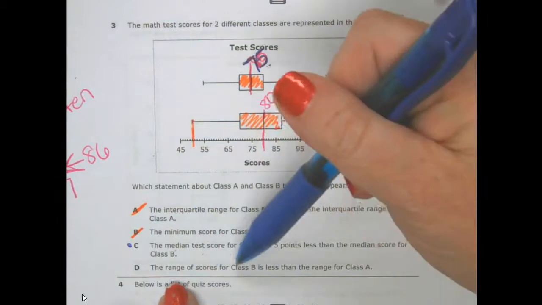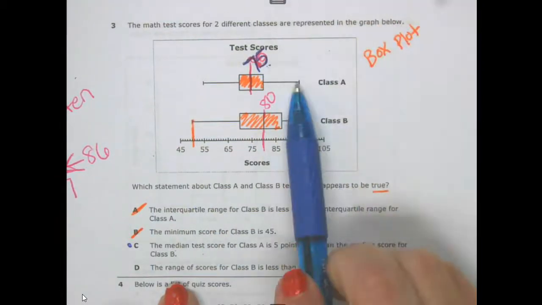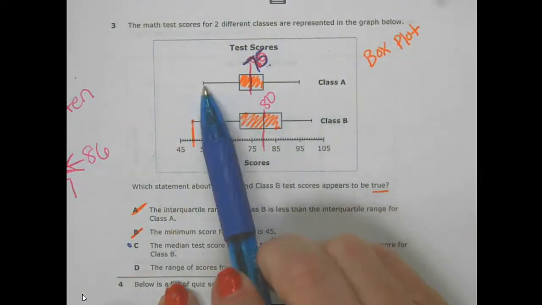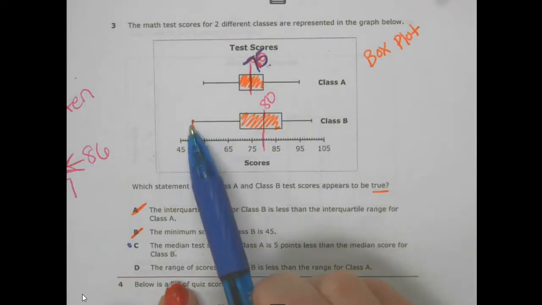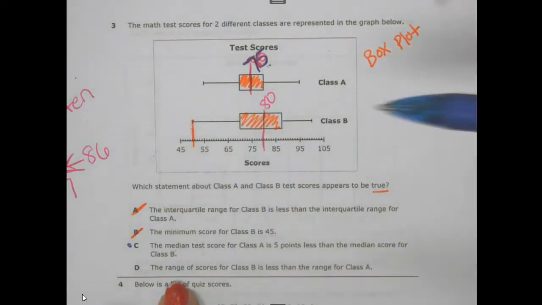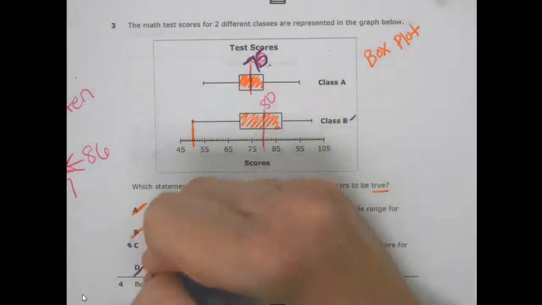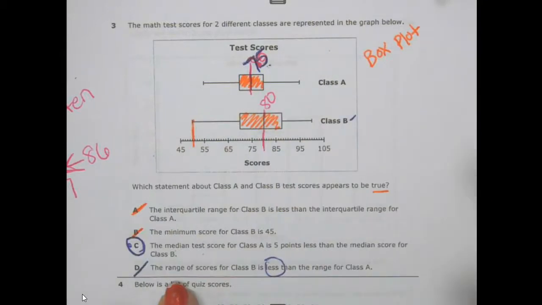The range for Class B is less than the range for Class A. Looking at A, the range is from here to here. The range of Class B is from here to here. Which one has a longer line? Class B has a longer line, so that is bigger than Class A, and this is saying it is less. So it's not D. So my answer is C.